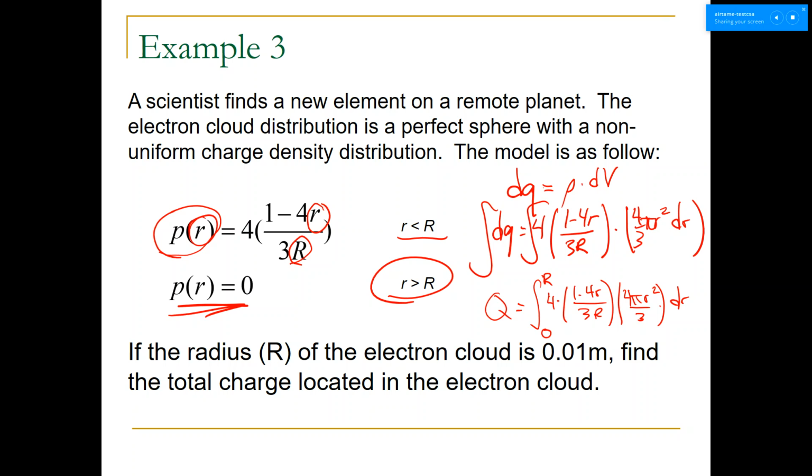Now it's just a matter of evaluating. The thickness of it is dr, and the volume of it is 4 pi r squared, or the surface area, if you want to call it the surface area of it, is pi r squared. Pi r squared over. Yeah, exactly.